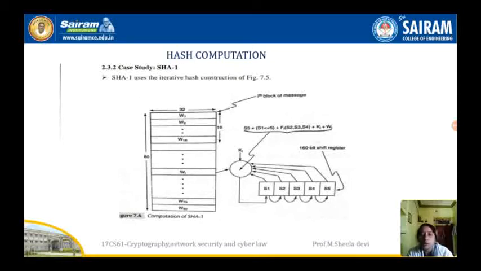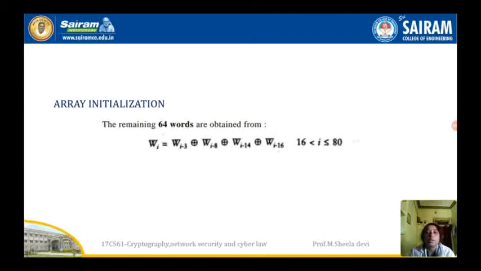We have to convert the message into a 512-bit block. The 512-bit block can be converted into 16 32-bit words. But according to this block diagram, we need 80 words. So from the block we get 16 words. How are we going to generate the remaining 64 words? For that we have to do this array initialization process.